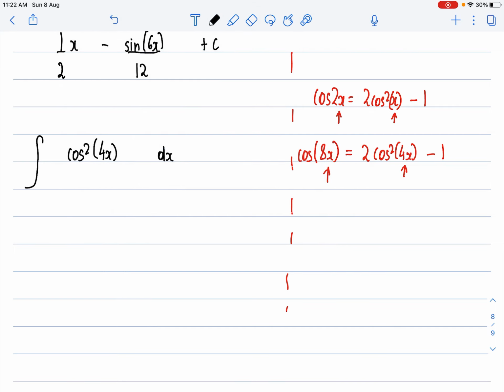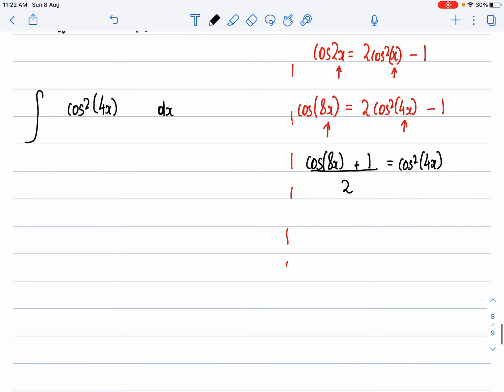So now I can make cos square 4x the subject of the formula. So I can write this as cos 8x plus 1 divided by 2, correct, which is equal to cos square 4x. Agreed? So now what I can do is I can simply write this as the integration of cos 8x divided by 2 plus 1 over 2 dx.